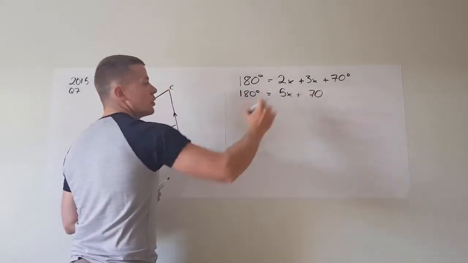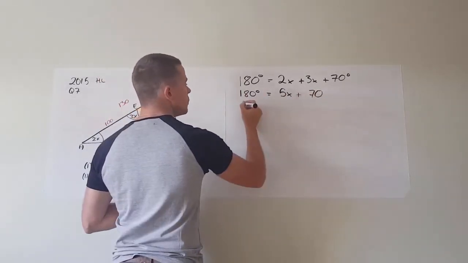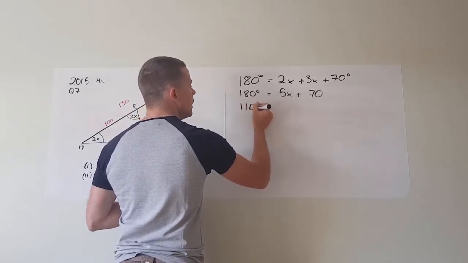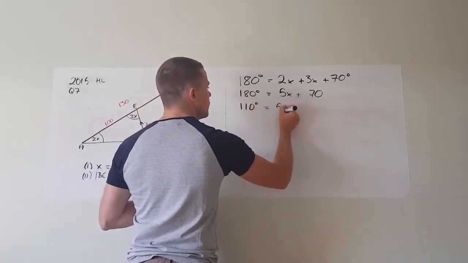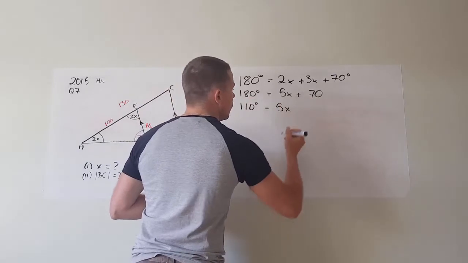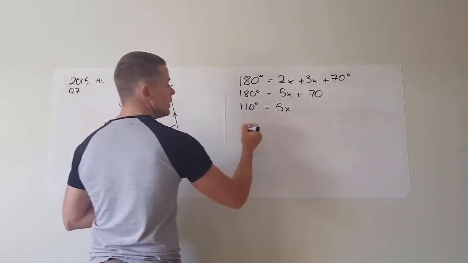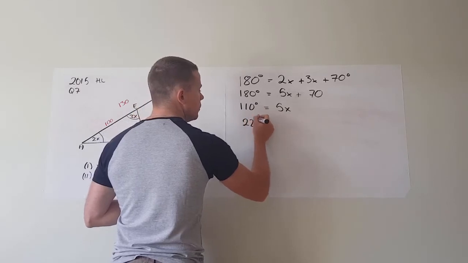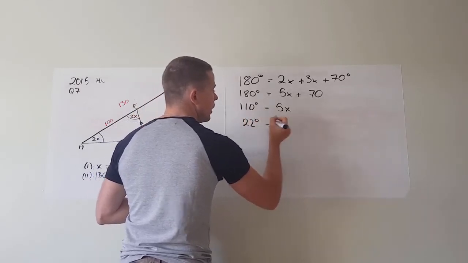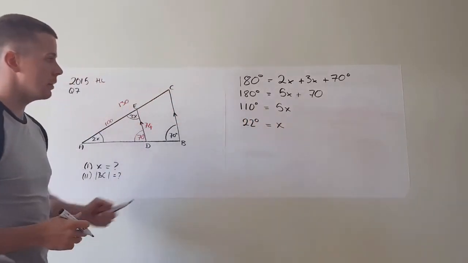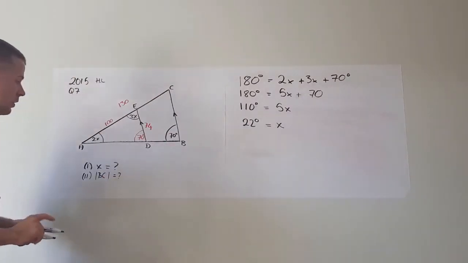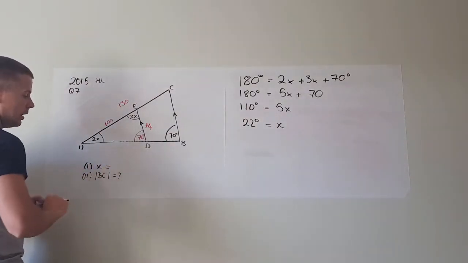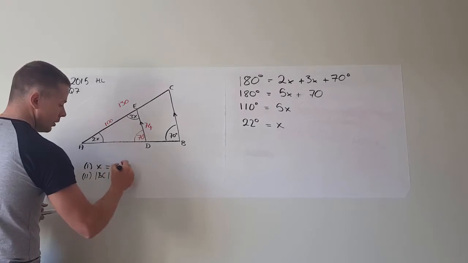Okay, I'm going to subtract 70 from both sides. So I'm going to get 110 degrees is equal to 5x. Okay, so now dividing both sides by 5, I'm going to get 22 degrees is equal to x. All right, so I simply divided 5 into both sides. So we now have worked out what x is. X is 22 degrees.